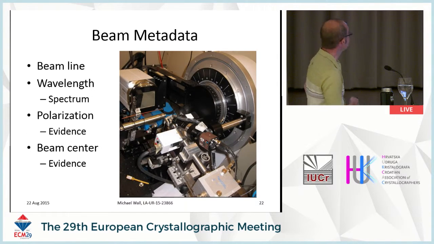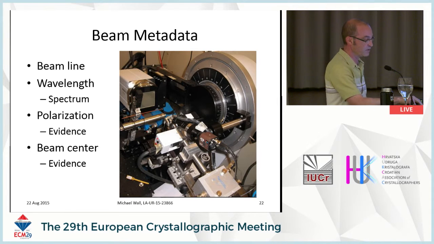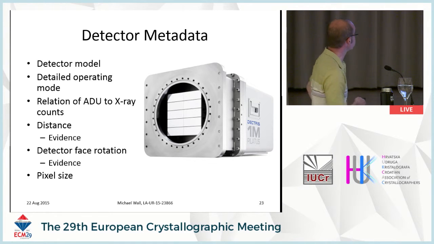The beam metadata, I think, are basically very similar to what Lois has already presented, and I don't have a lot to add except that the polarization is a very important aspect for these studies. I think Lois already mentioned the relation of the ADUs to the X-ray counts, and that's also very important for the diffuse scattering.